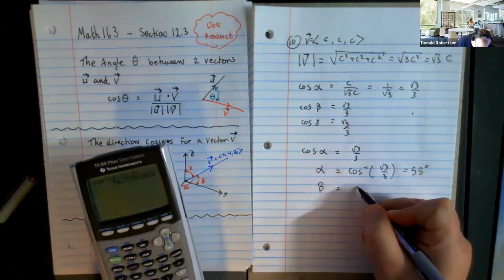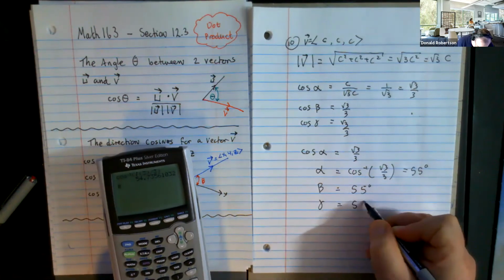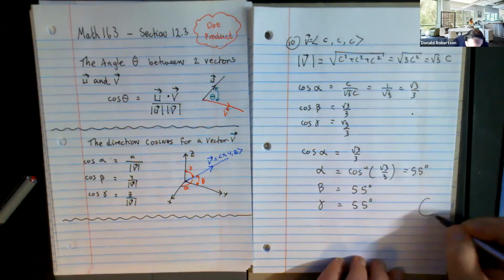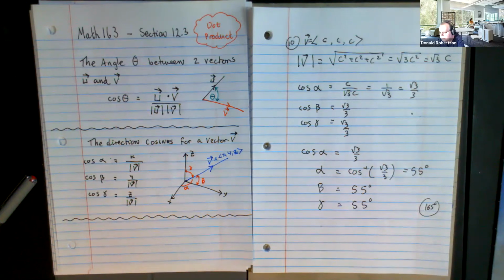Would you also agree that beta is 55 degrees and gamma is 55 degrees? So in this particular case, don't the three of them add up to, what, 165 degrees? Just a random number.